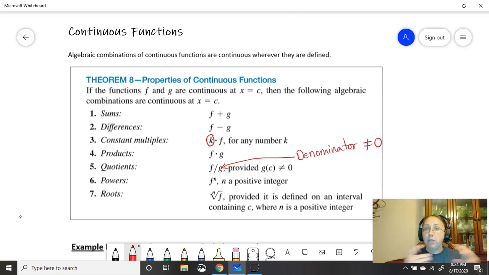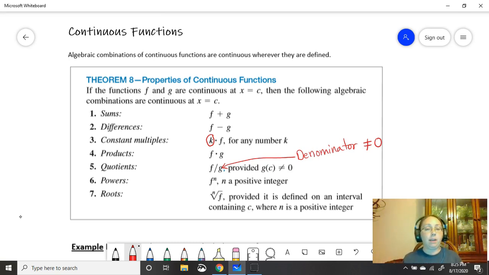Number 6, powers. If you take a function and you put a power on it, it's still continuous. Now, that power would be positive integers, like 2, 4, 3, 7, not negatives. Negatives would create a fraction, so you'd take the reciprocal, and not fractions or decimals, because that would create roots, which also create a whole other thing, which is number 7, roots. So square root, or the nth root of a continuous function, provided it is defined on the interval containing c, where n is a positive integer.